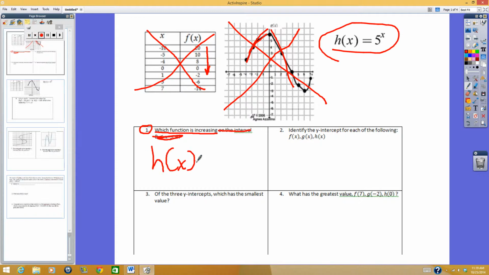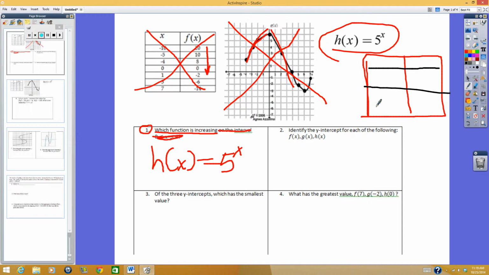The h of x equals 5 to the x power. And that's because if you were to make a table for this, forgive me, I'm going fast, so it's not going to be neat. You had these x values, 1, 2, 3, 4. That's going to be 5 to the first power. This is going to be 5 to the second power, because x has to be the same according to this equation. 5 to the third, 5 to the fourth. And yeah, it's going to get bigger.